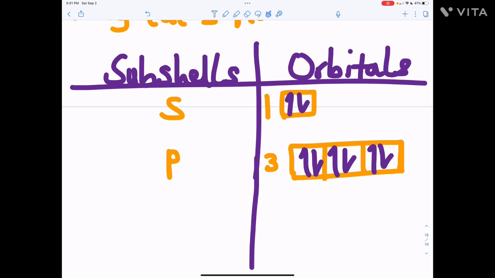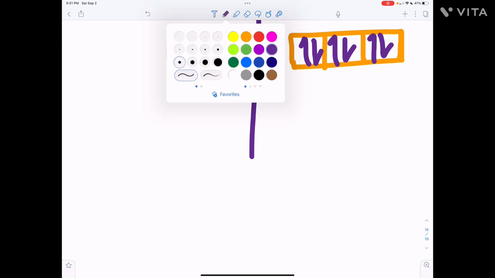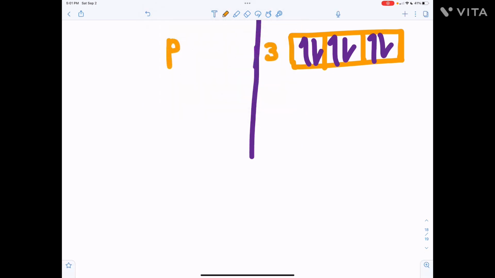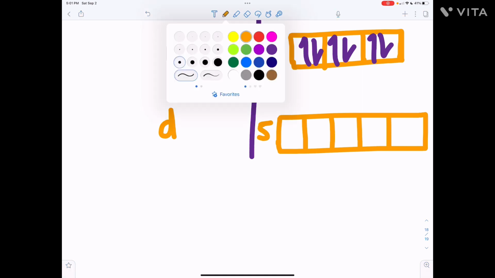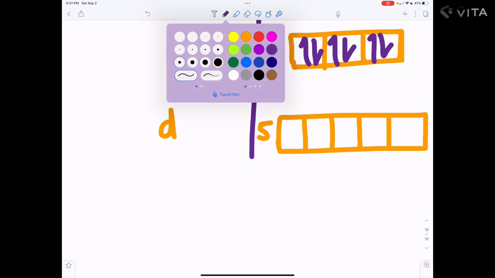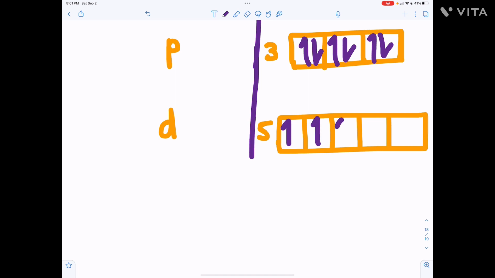So let's go to the next subshell. Any d subshell has 5 orbitals. 1, 2, 3, 4, 5. So 5 orbitals. That means the maximum number of electrons it can take is what? 10. Can you see? Singly first. Electrons occupy the orbitals singly first before pairing takes place.